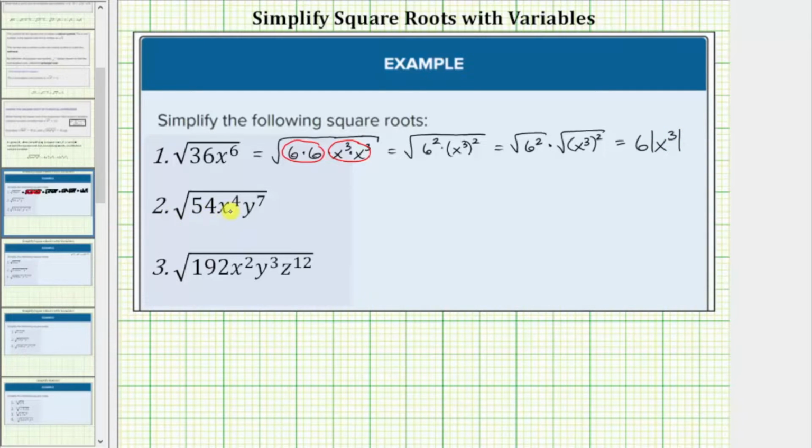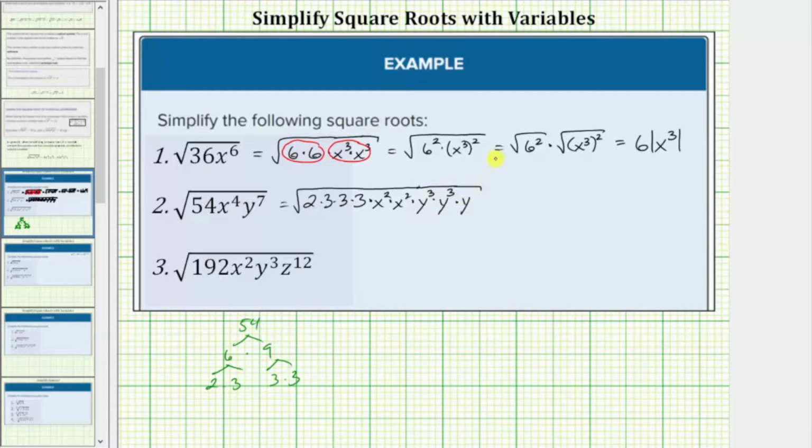Number 2, 54 is not a perfect square. Let's determine the prime factorization of 54. 54 is equal to 6 times 9. 6 equals 2 times 3. 9 equals 3 times 3. So we have the square root of 2 times 3 times 3 times 3. X to the fourth is a perfect square because it's equal to x squared times x squared. Y to the seventh is not a perfect square, but it does contain a perfect square factor because y to the seventh can be written as y to the third times y to the third. So this product gives us the perfect square factor of y to the sixth, and we still have 1 factor of y.